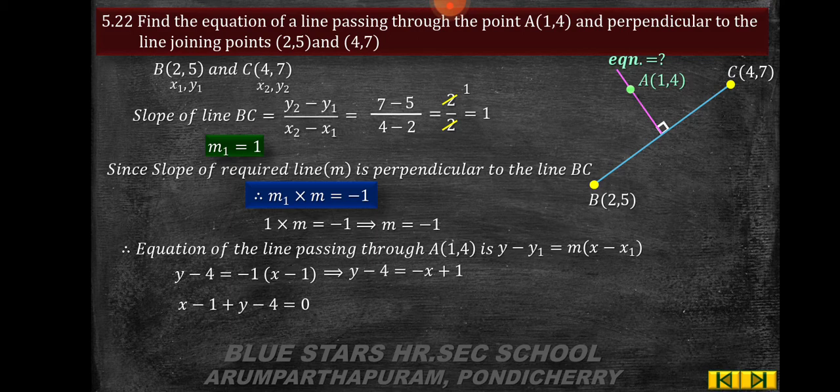We are taking minus x plus 1 to the left hand side. So x minus 1 plus y minus 4 is equal to 0, which implies x plus y minus 5 is equal to 0, because minus 1 minus 4 is minus 5. So this is the equation of the line for the point A (1, 4) and perpendicular to the line joining the 2 points (2, 5) and (4, 7).